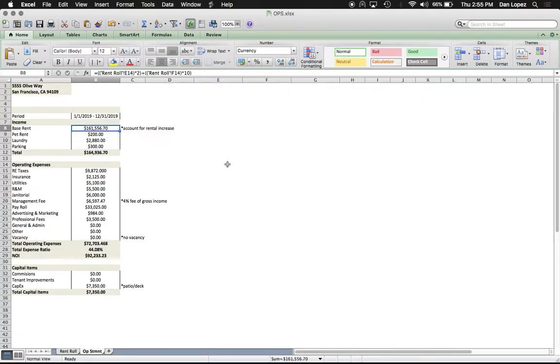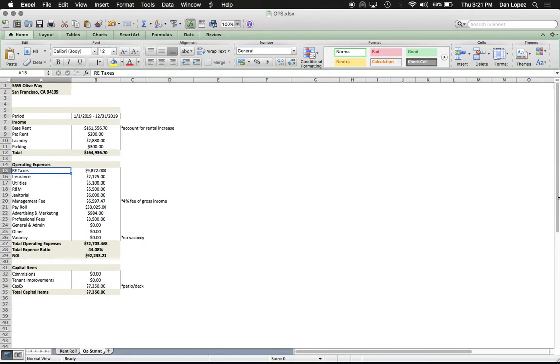Okay, so moving along here, we just use a very similar formula for the pet rent and the parking. With laundry, we didn't have that in the rent roll. So we basically are just getting that for the first time, and that's just over $2,800 there. Grand total, $164,936.70. So that's the total amount of income that 2019 produced.